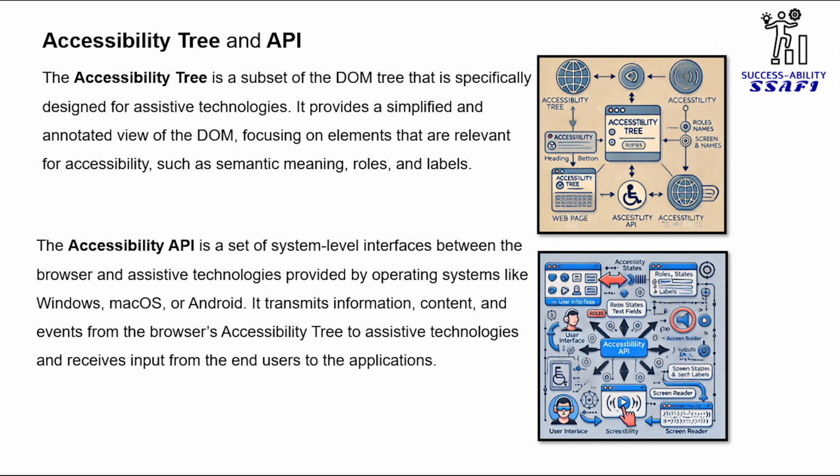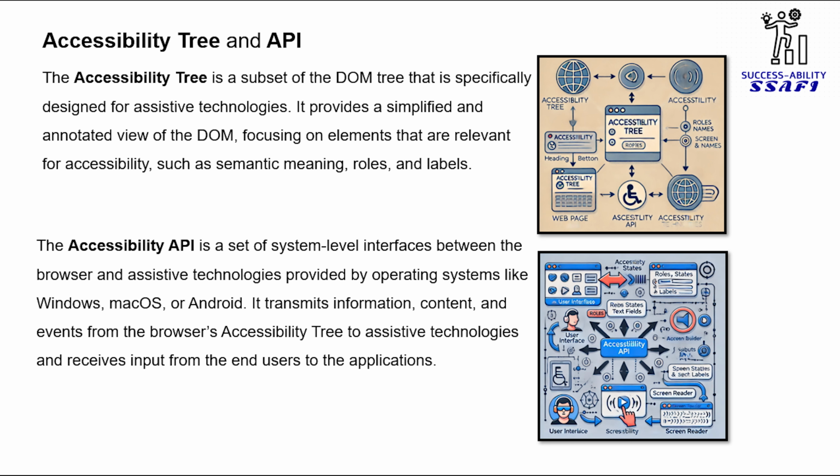Accessibility tree provides a simplified and annotated view of the DOM. It only focuses on the elements that are relevant and important for accessibility. Keep these in mind: semantic meanings, roles, labels, relationship, state. These are important pieces of data that assistive technology users must be aware of. On the other hand, Accessibility API is a set of system level interfaces between the browsers and assistive technologies, which is provided by the operating systems. So it means the OS of the actual device that users are interacting with the web page will provide the Accessibility API.